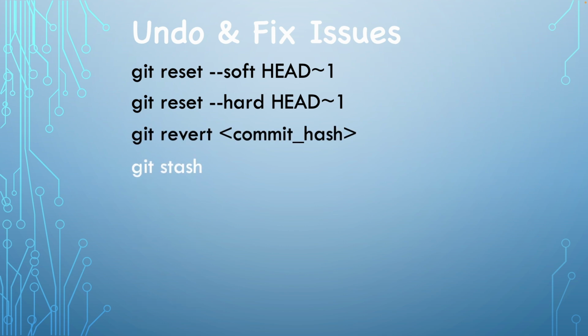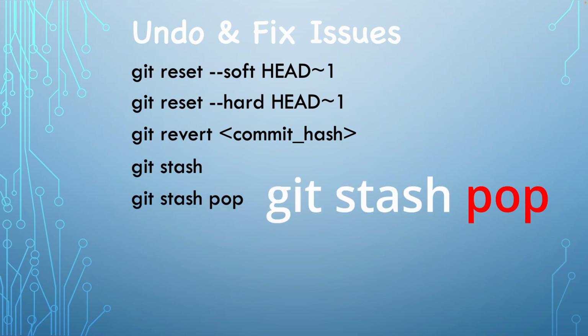To temporarily save changes without committing, git stash. To apply stashed changes, we run git stash pop.